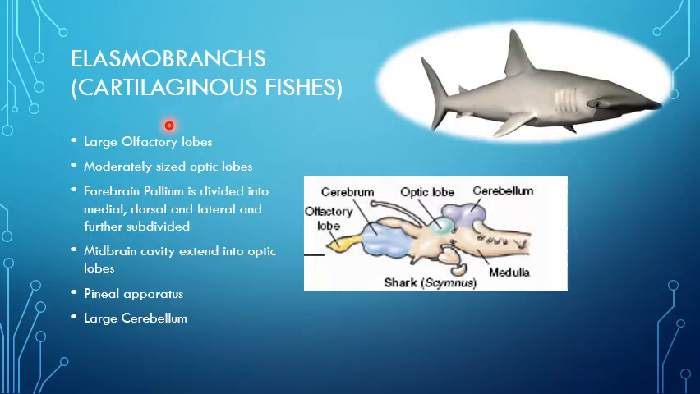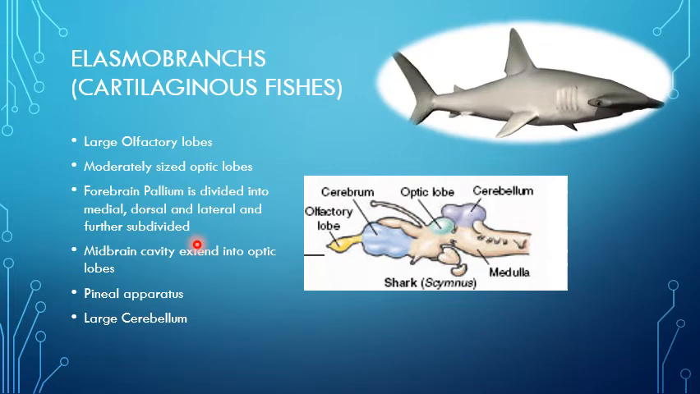Cartilaginous fishes have large olfactory lobes, as shown here, and moderately sized optic lobes. The part of the forebrain, pallium, which is a primitive sensory and association area in the vertebrates, is divided into medial, dorsal and lateral, which are further subdivided. The midbrain cavity extends into the optic lobes.